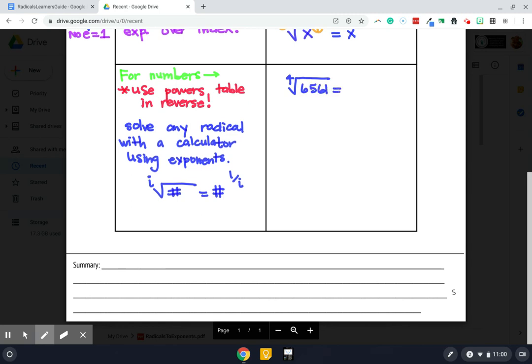This is definitely one where I'm just going to go right to my table. I'm going to say, fourth root, let me check my table. Oh, yeah, I see 6,561. It's 9.